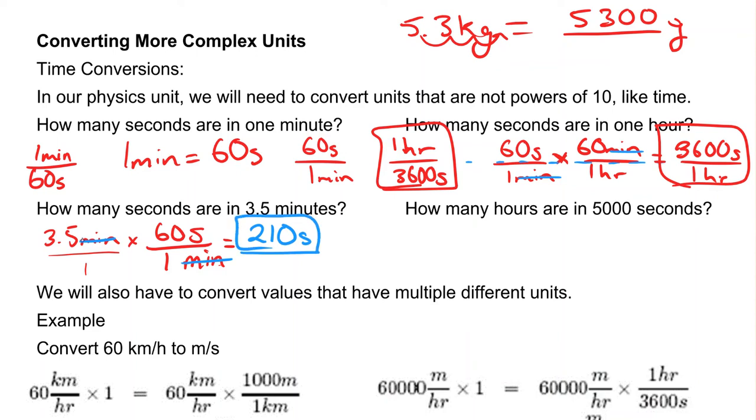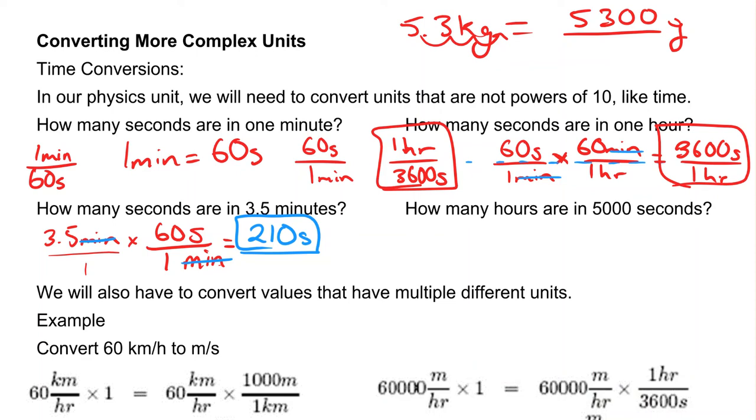So the only unit we're left with, let's take a look here. Minutes are gone, seconds are still here. So it looks like my only unit left is seconds, and that's good. That's exactly what we wanted. How many hours are in 5,000 seconds?